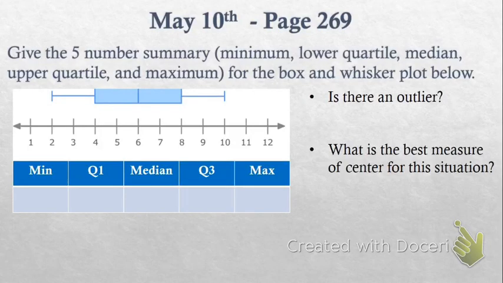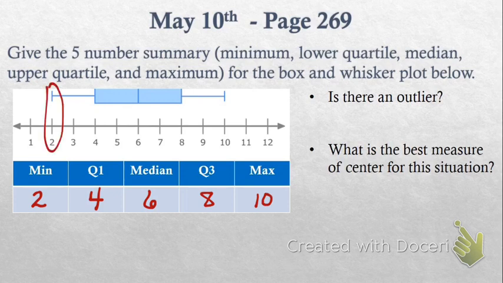So going through our 5-number summary, to the best of your ability, let's identify the minimum. What is the minimum? 2. What is the lower quartile? 4. Median? 6. Upper quartile? 8. And maximum? 10.